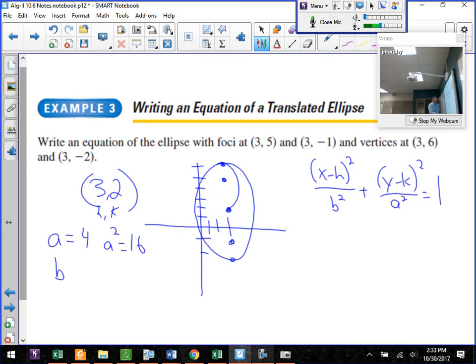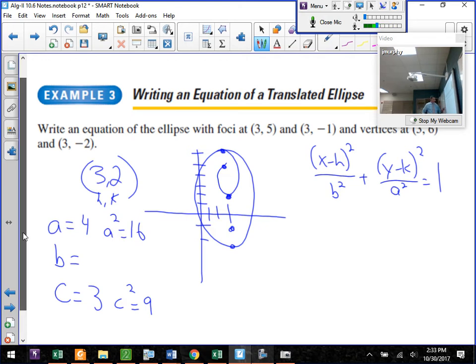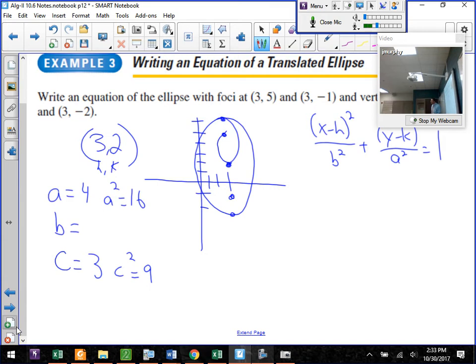16. I don't have anything here about b, but I do have something here about c. How far is it from center to focus? 3. Now we have to think about a squared, b squared, c squared with an ellipse. Am I adding them or am I subtracting them to get c squared? I'm subtracting them. So 16 minus what is 9? 7.